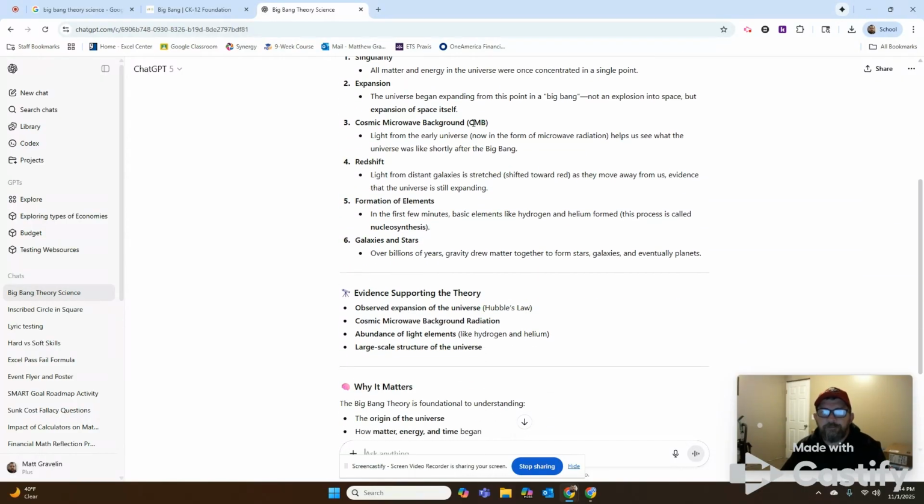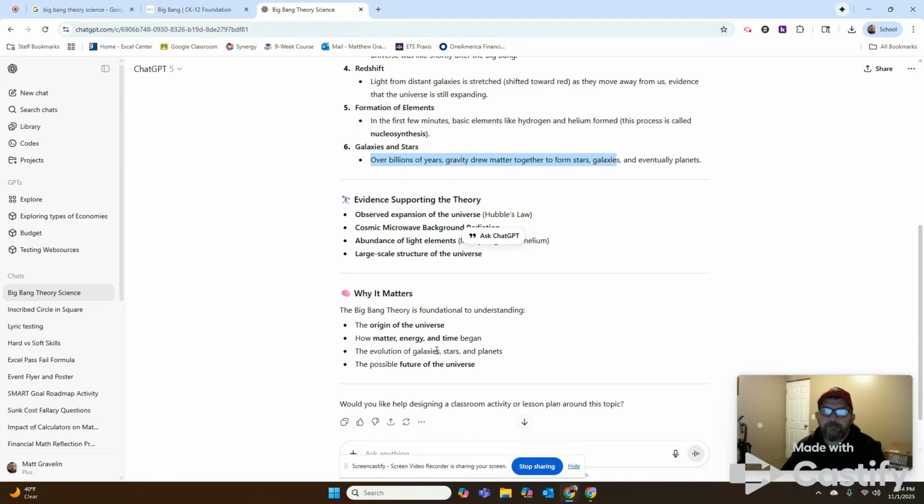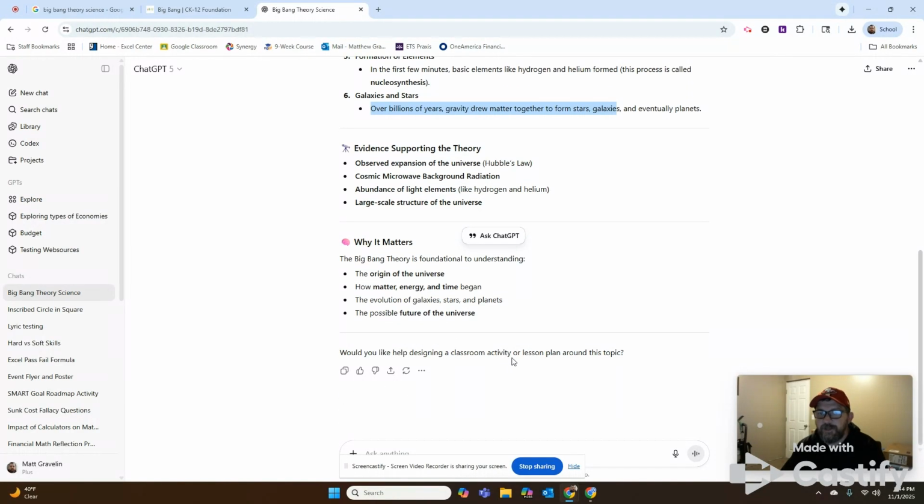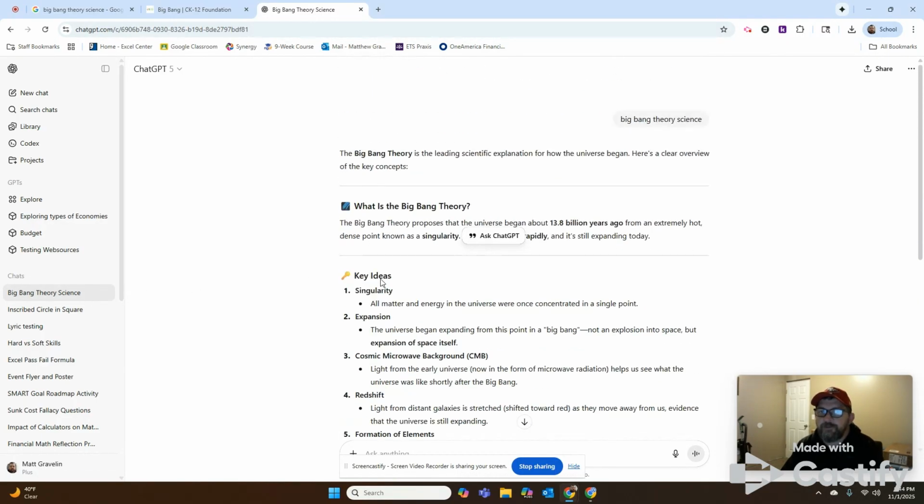Cosmic background, or cosmic microwave background, redshift, formation of elements. Notice it has the hydrogen and helium right in here. Doesn't talk anything about neutrons, protons, and electrons, and then over 1 billion years, gravity drew matter together, formed galaxies and eventual planets. Evidence supporting this, Hubble's law, abundance of light elements like hydrogen and helium, why it matters, and then it asks, would you like help designing a classroom activity or lesson plan? ChatGPT knows I'm a teacher. They just know I'm a teacher, and there's nothing that will change that, I guess.